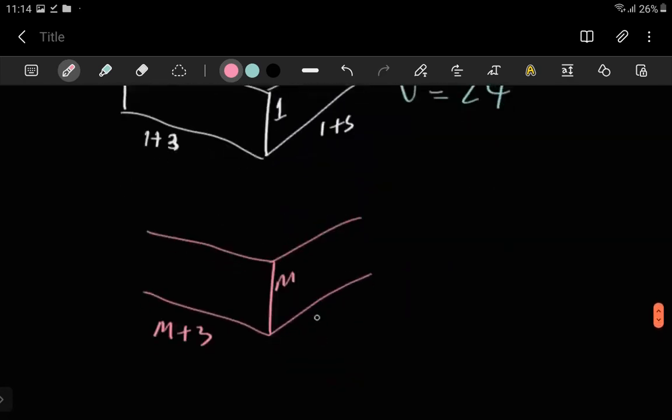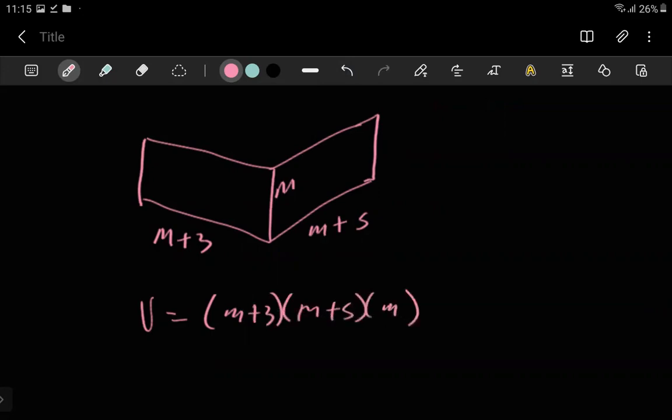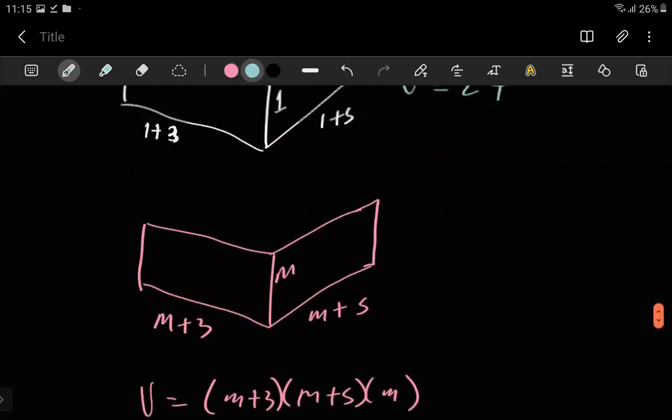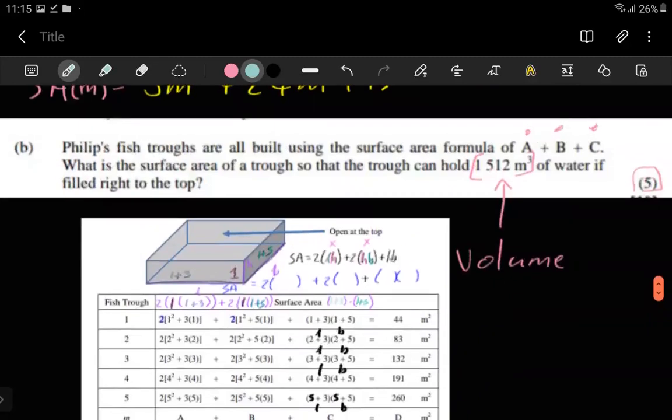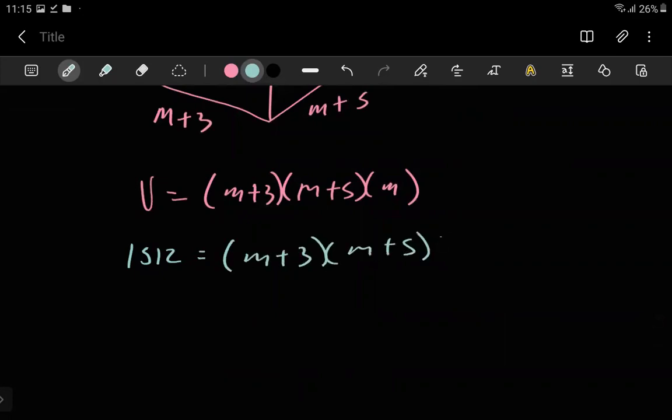And then the breadth is like M plus 5. And then we already know that the volume of this shape would be length times breadth times height. Do you see it? Yeah. So if the volume is 1,512, this is going to be M plus 3, M plus 5, and then the M there.